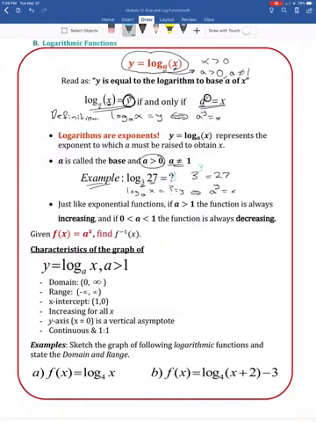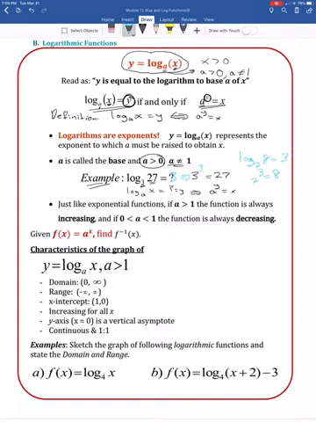So yeah, that equals 3. So log base 3 of 27 equals 3, because 3 to the third power is 27. So again, log base 2 of 8, what would it equal? It would equal 3, because 2 cubed is 8.